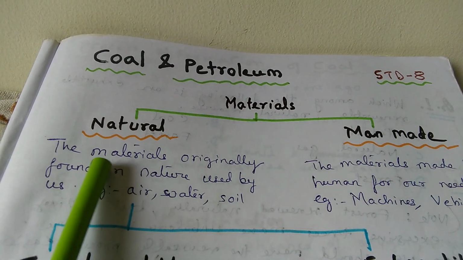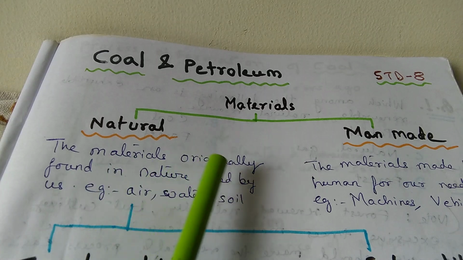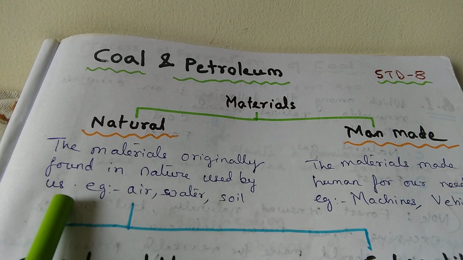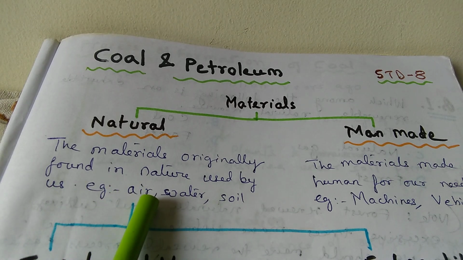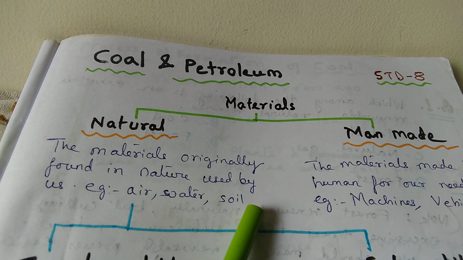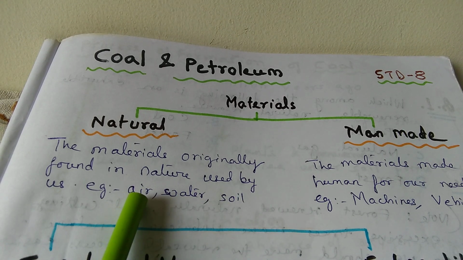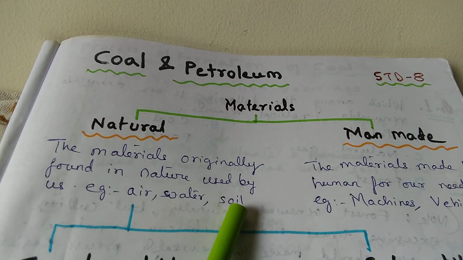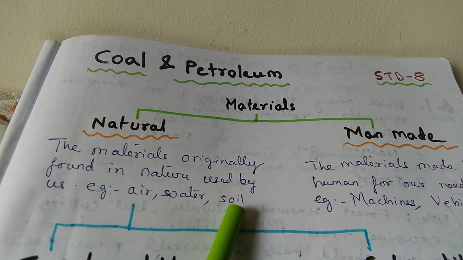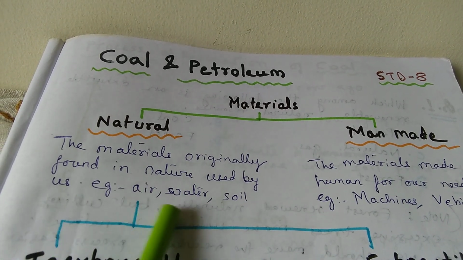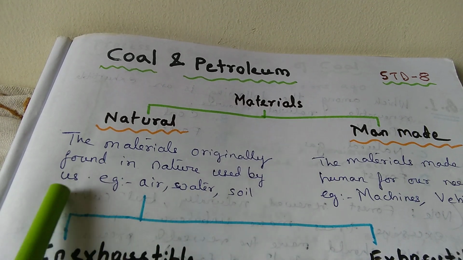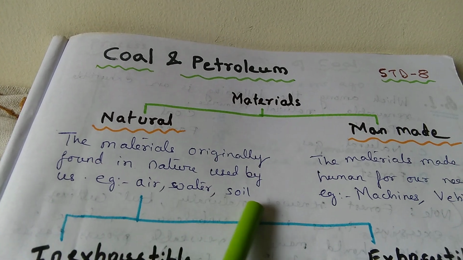Okay, so what are natural materials? The materials which are originally found in nature, which are used by us. For example, air, water, soil. All these three we use for our needs: air for oxygen, water for our daily use, soil for agriculture, and others also. So these materials are originally found in nature from the beginning of nature. This type of materials are known as natural materials.